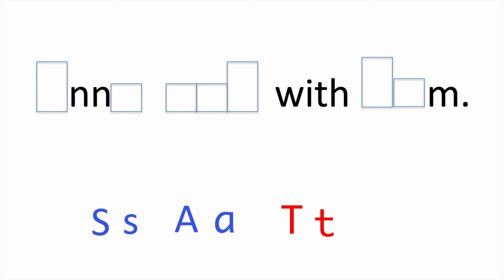Anna sat with Sam. We have two names there, so two capital letters. And we have a tall letter as well. Anna sat with Sam. Pause the video and write it in. Did you get it right? Try the next one.